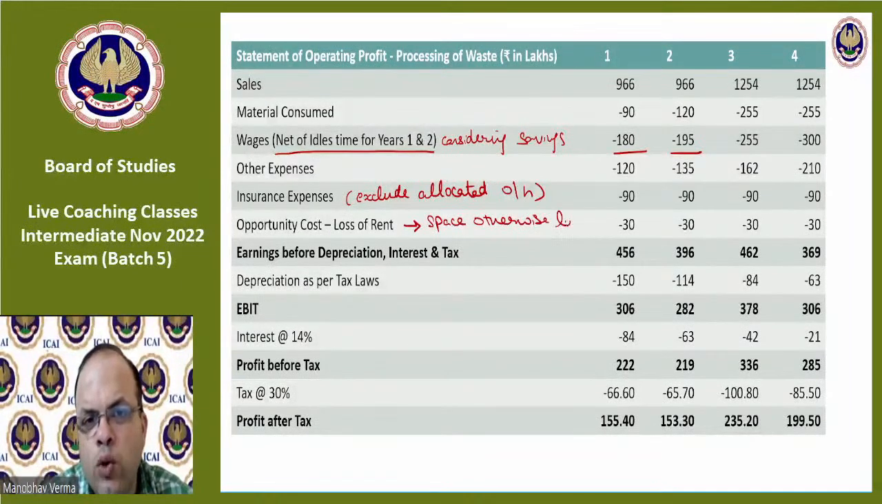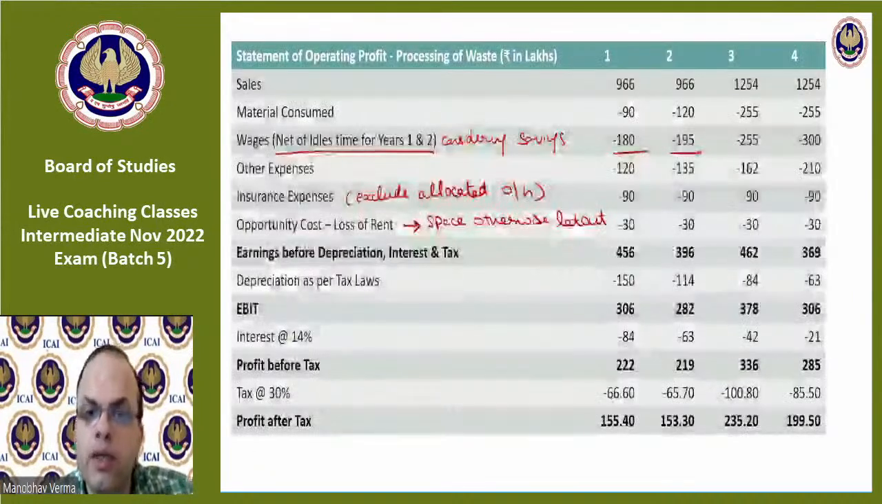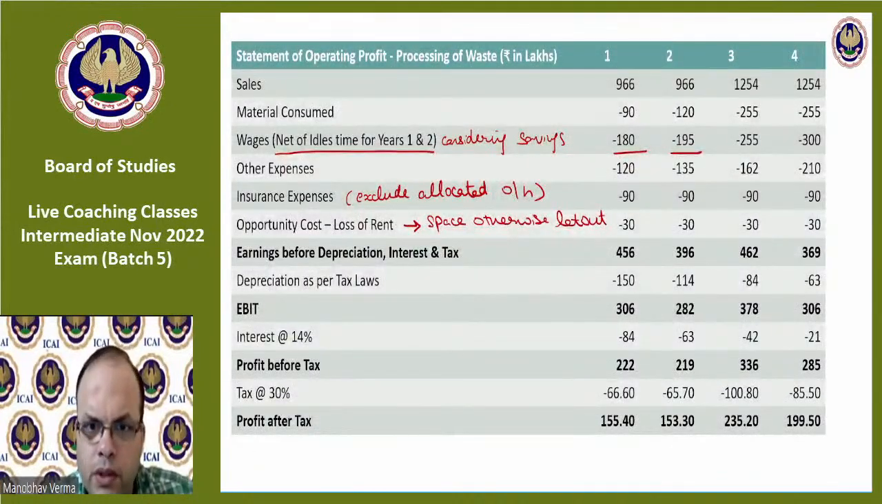So the question said that you could have let out the space otherwise. 30 lakhs, that's an opportunity cost. So hence, earning before depreciation, interest and tax, after considering all this, is given here. So getting 456, 396, 462 and 369. And then there is a depreciation given to us. Within the question, we reduce the depreciation. We talk about the interest.